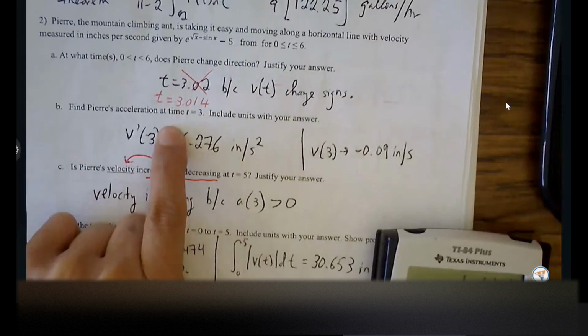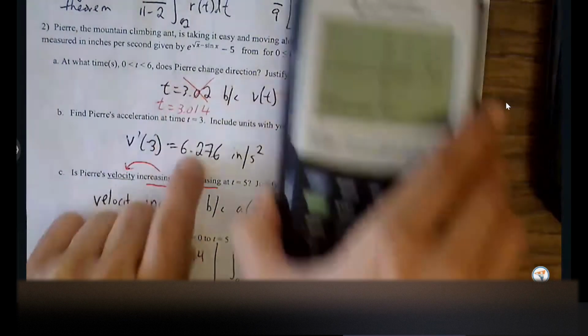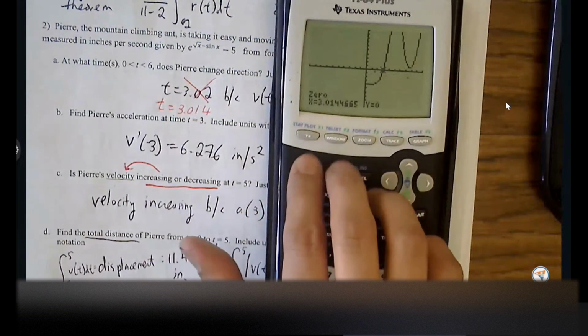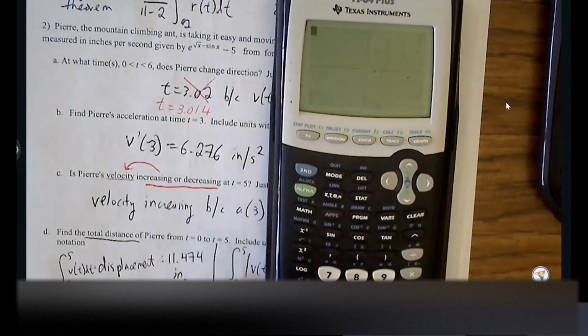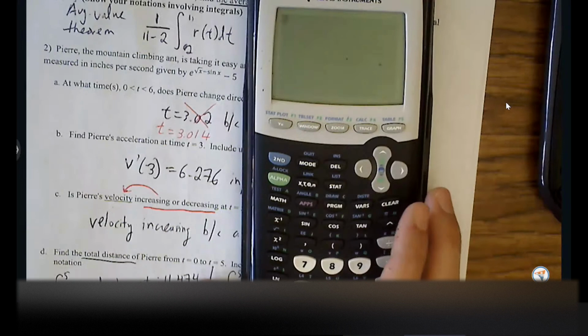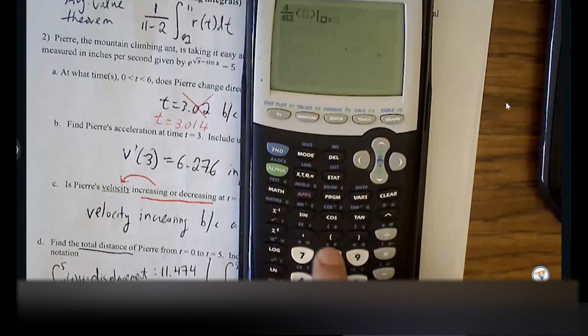Our reasoning is because velocity changes signs. Find Pierre's acceleration. So acceleration is the derivative of velocity, so we're going to make this go through a derivative process. Go to second mode, go back to your home screen. Okay, now you're going to do math 8. Math 8 will take you to the derivative notation there.